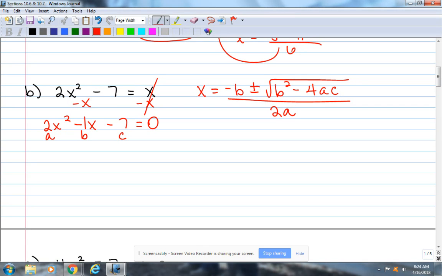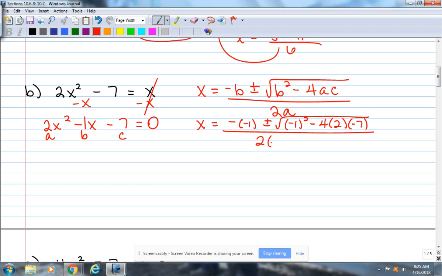All right, so I'm going to put down x equals negative. What's my b term? Negative 1 plus and minus the square root. What's my b term again? Squared minus 4 times what's a? What's c? Negative 7. Divided by 2 times what's a? 2. So be very careful that you include your negative signs if you have them, because if not, it's going to cause you to miss the problem.